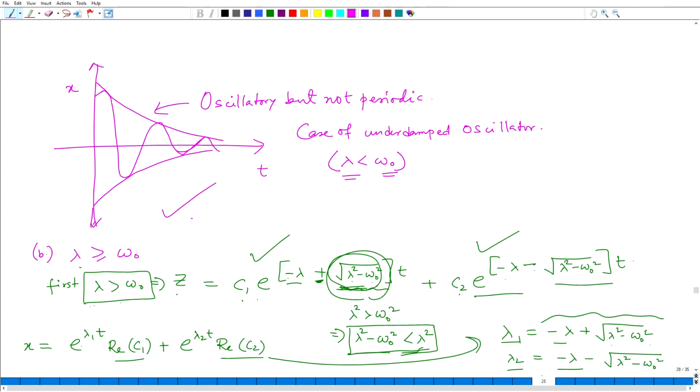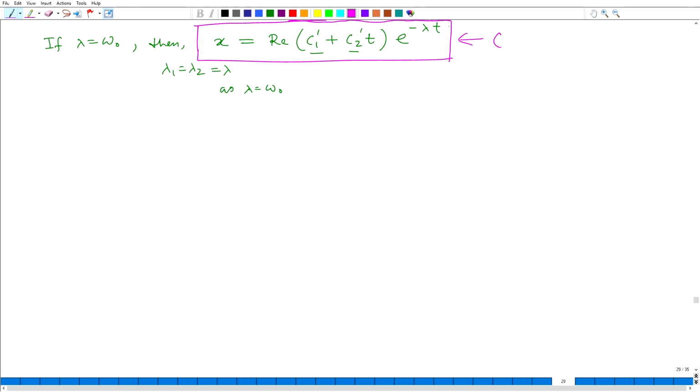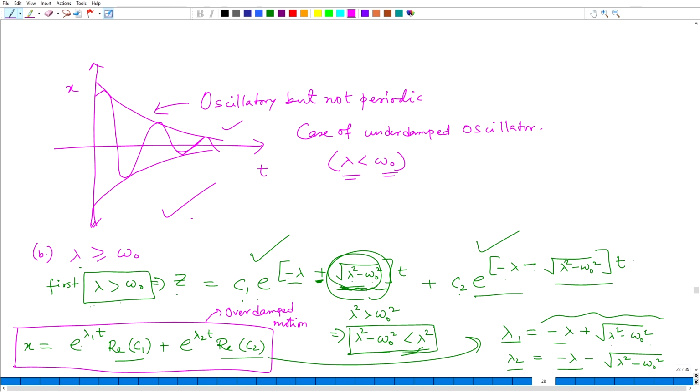I give a name to those things. I can call this case over damped motion, that was under damped, and this is called critically damped motion, or critically damped oscillator. This is over damped oscillator.